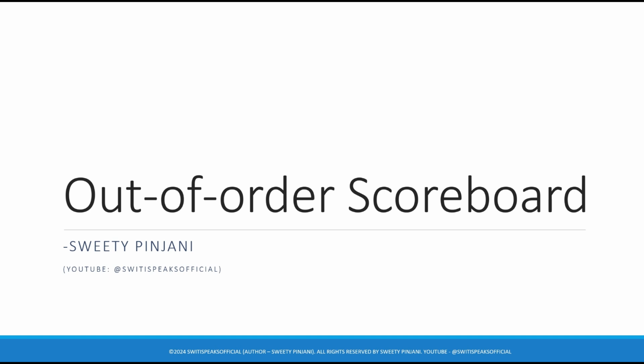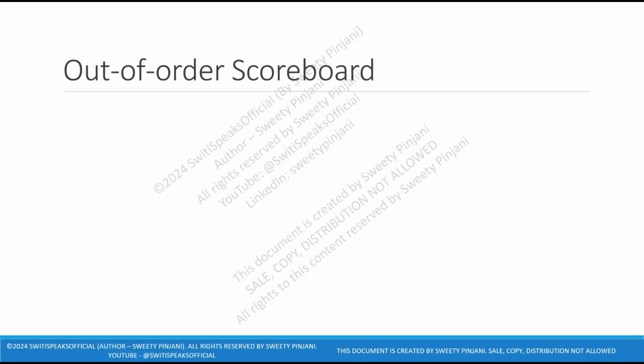Let's get started. What do I mean by out of order scoreboard? The name out of order suggests that the order of your scoreboard output, which is the expected output, is different from the output which comes from the driven stimulus. The output which comes from the driven stimulus is the actual output, which means in an out of order scoreboard, your expected output order is different from your actual output order.